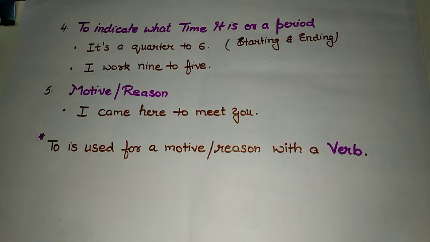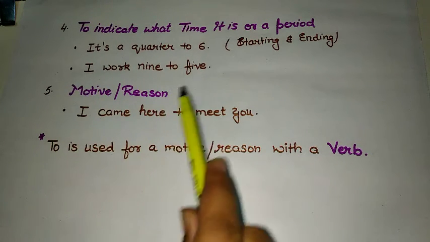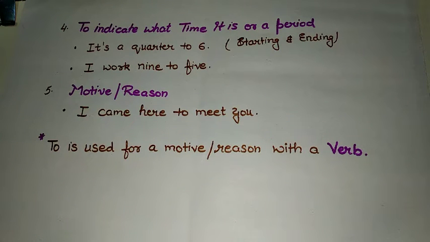In the next sentence, I work 9 to 5. I know when I started and I know the ending point. Like, I started at 9 and I will finish at 5 pm. So when we know the starting point and the ending point, then we can use "to" to represent a time period.